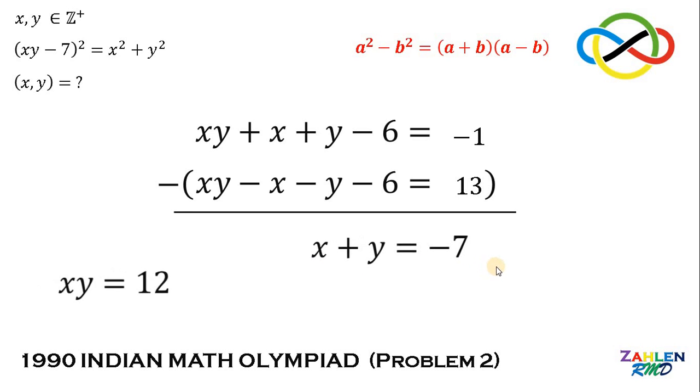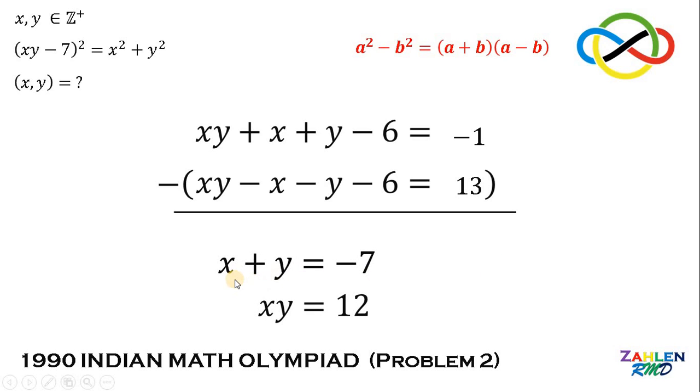Now consider these two results. So we have x plus y equals negative 7 and xy must be 12. Since x and y are integers, the only possible values of x and y must be negative 3 and negative 4, or it can be negative 4, negative 3. So if x is negative 3, y is negative 4. If x is negative 4, y must be negative 3. But again, take note that we want x and y to be positive integers. Therefore, this case is not possible.